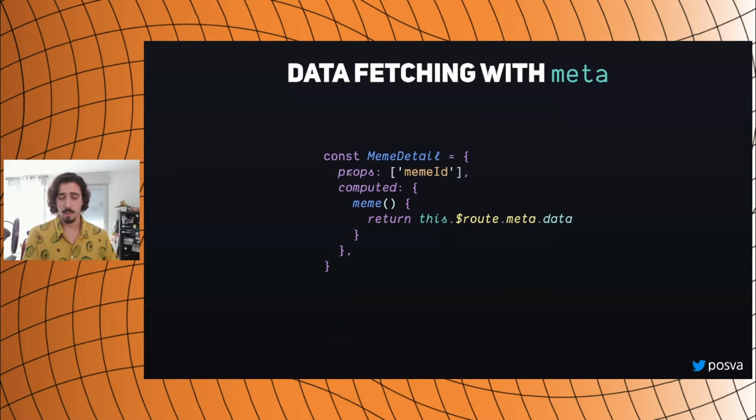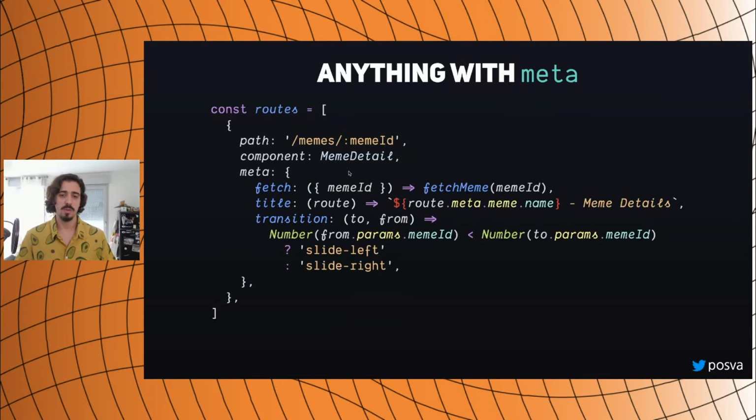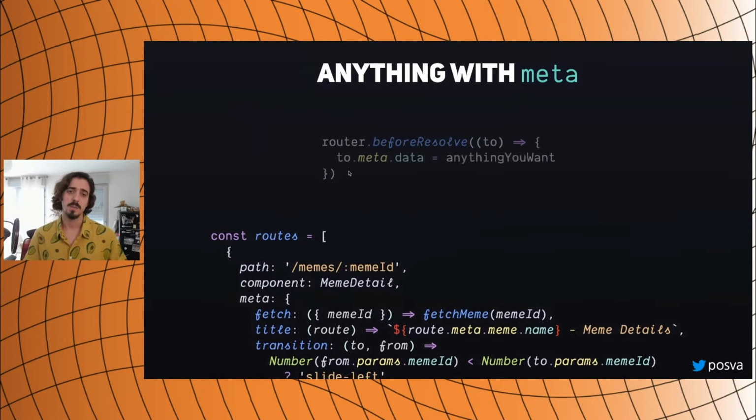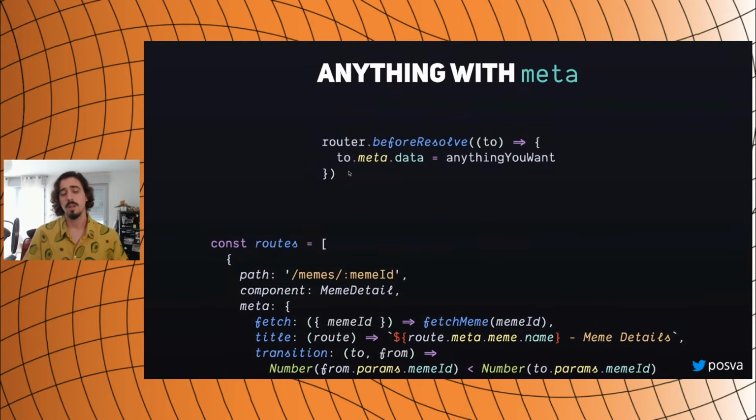Now, the meta property, you can do so many things with it, so many. Here are another few examples. You can set the title based on the route. So you can, for example, now that you fetch the meme, use the meme name in the title to whatever you want, and change it in a router before resolve. And you can also set a dynamic transition. This is especially nice if you have some pagination in a search, so you can have it going to the right or the left. And all of this is because in Vue 3 with the Vue Router, you can attach anything you want to this meta object.